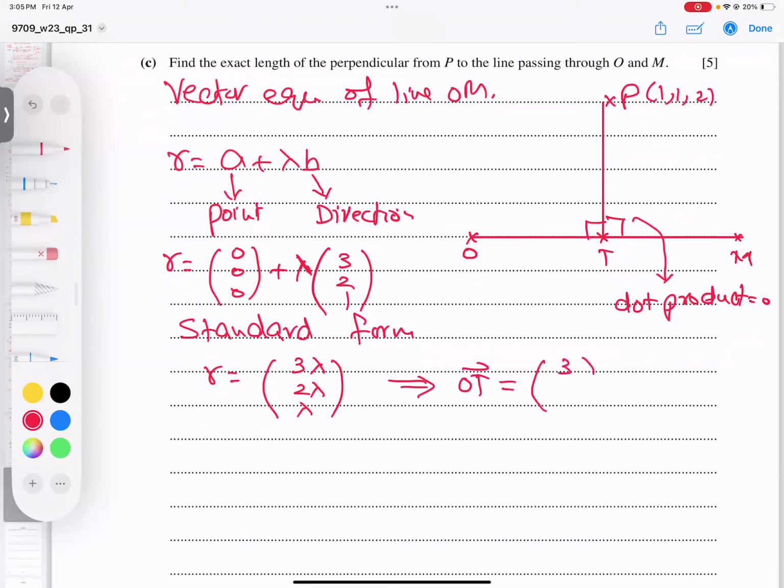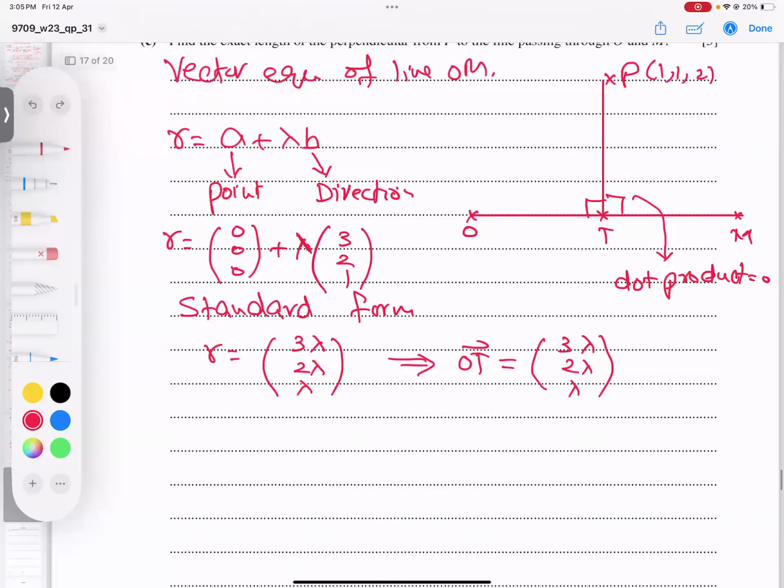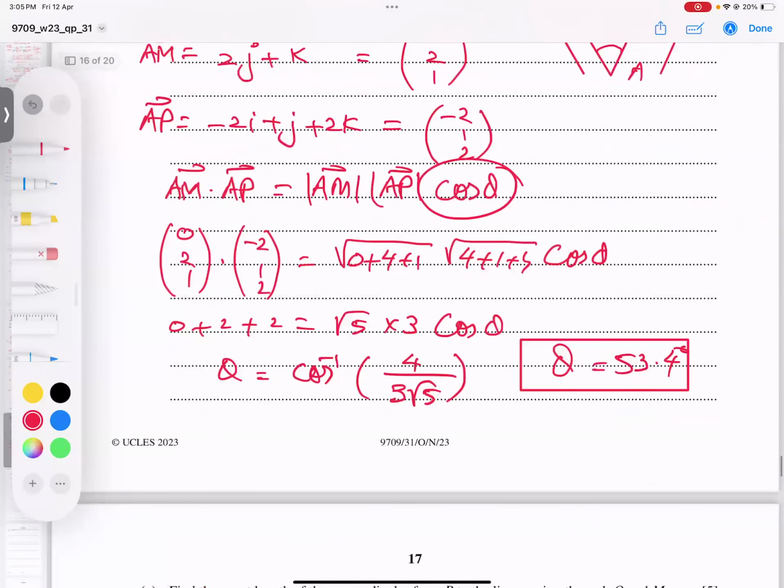So 3 lambda, 2 lambda, and 1 lambda. Okay, student, what is the basic criteria? Whenever two vectors are perpendicular to each other, their dot product equals 0. Because basically the formula is cos theta, and cos 90 is 0. You can check your calculators. Cos 90 is 0. That is the logic behind it.